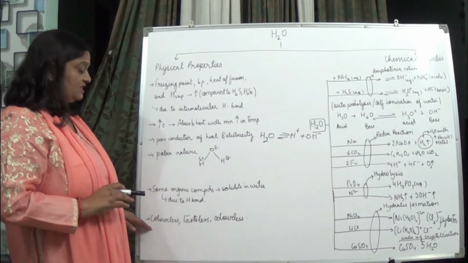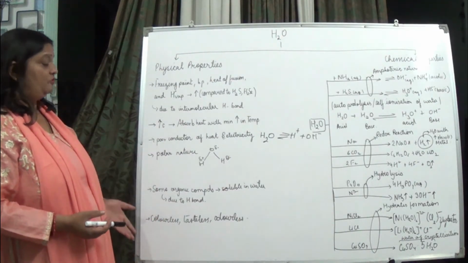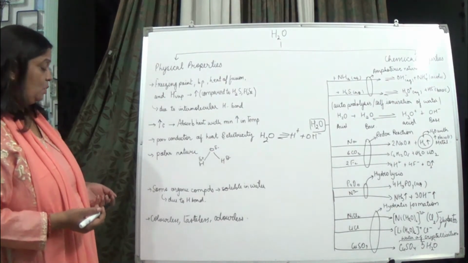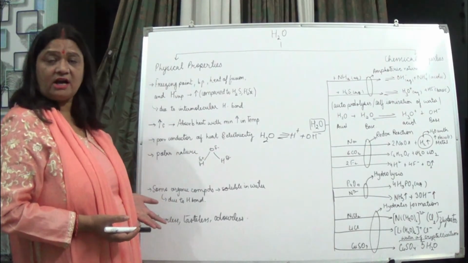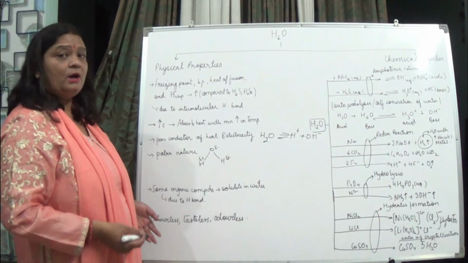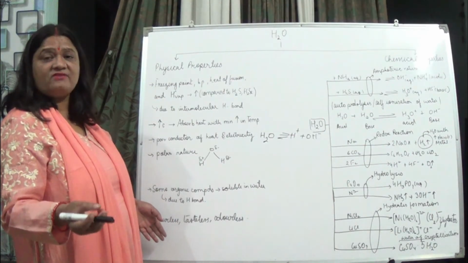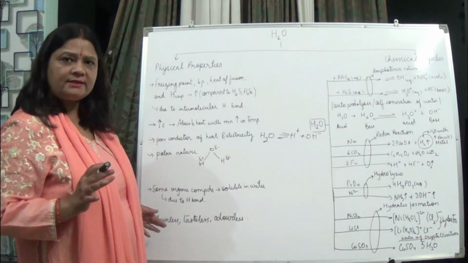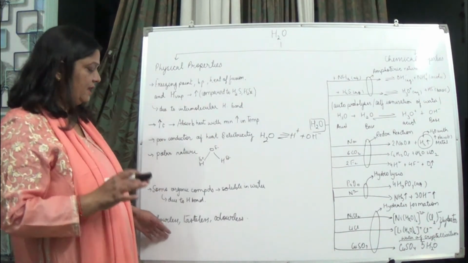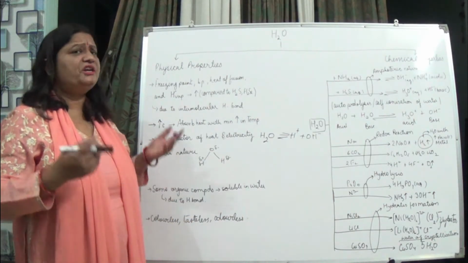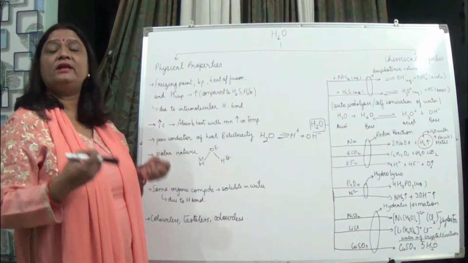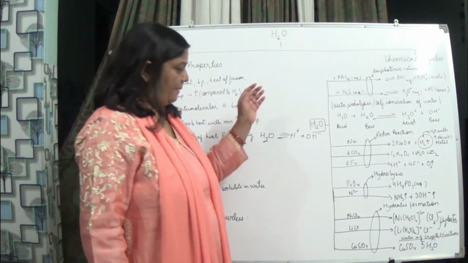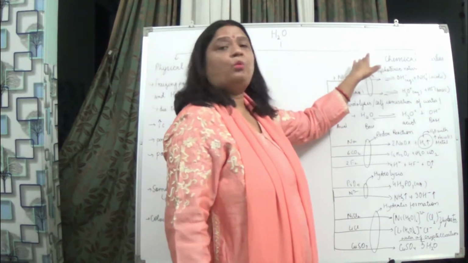Now the first property we should have discussed is how water looks. It is colorless. Does it have color? No. You drink it, does it have any taste? No. If you add anything to it, then you get a taste, otherwise it doesn't have any taste. Does it have any smell? It is odorless. Now, coming to the chemical properties of water.